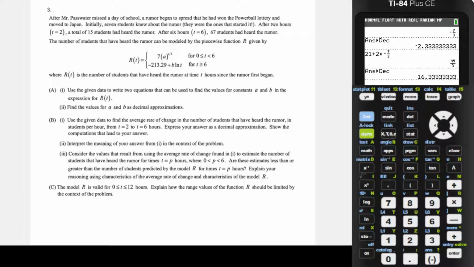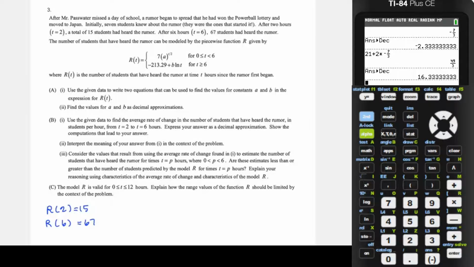And so, moved to Japan, okay. Initially, 7 students knew about the rumor, because they were the ones that started it. After t equals 2, a total of 15 students had heard the rumor. So I'm going to say that, okay, R of 2 equals 15. That's one of my data points. And then my other data point is going to be R of 6 equals 67.